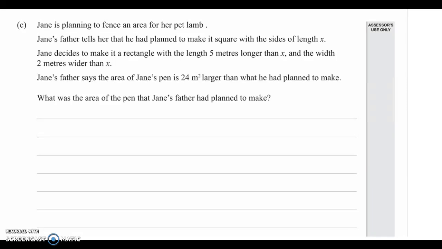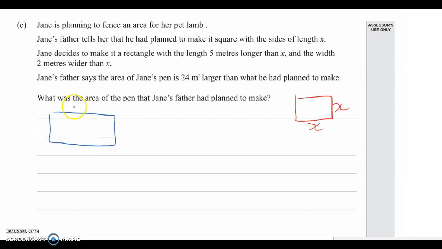This is the 2017 MCAT Day 2 paper. Question 2C. Jane is planning to fence an area for her pet lamb. Jane's father tells her that he has planned to make it square with the sides of length x. So there is an area, it's meant to be a square, and each of the sides are going to be x. Whereas Jane decides to make it a rectangle because she wants to give her lamb a little bit more space, with a length of 5 meters longer than x and the width 2 meters wider than x.